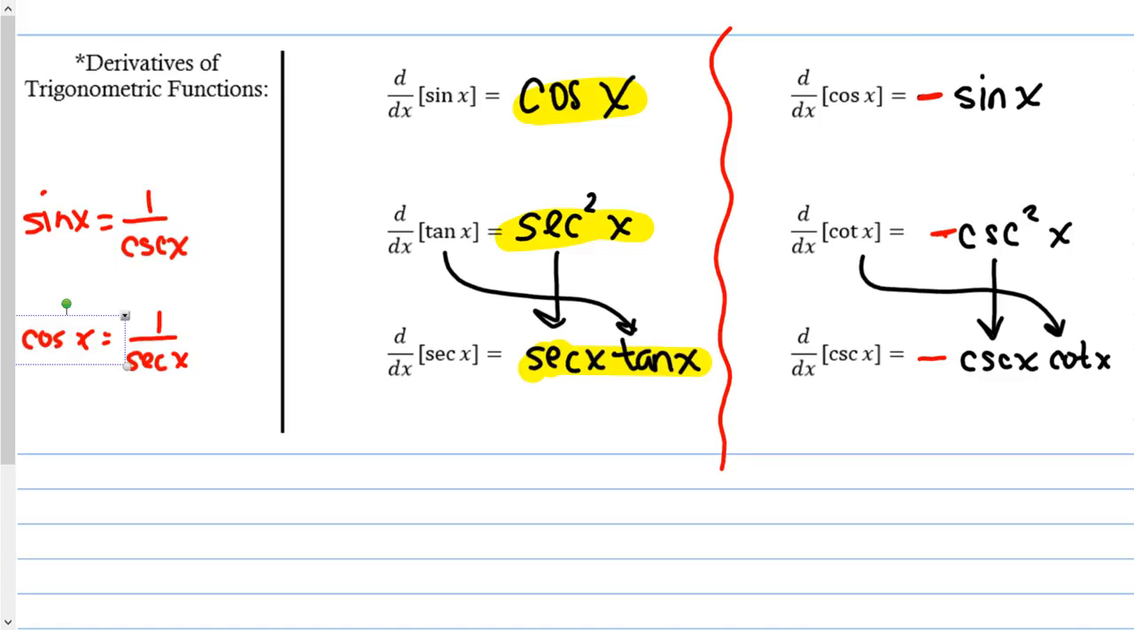Maybe this will help you memorize these, because you do have to have them memorized. Again, the derivative of sine is cosine. The derivative of cosine is negative sine. Tangent is secant squared x. Cotangent is negative cosecant squared x. The derivative of secant is secant x tangent x, but the derivative of cosecant is negative cosecant x cotangent x. Okay, so we're going to use these.